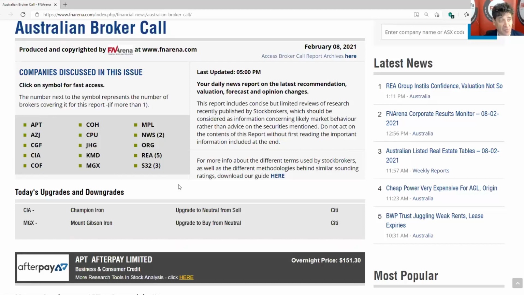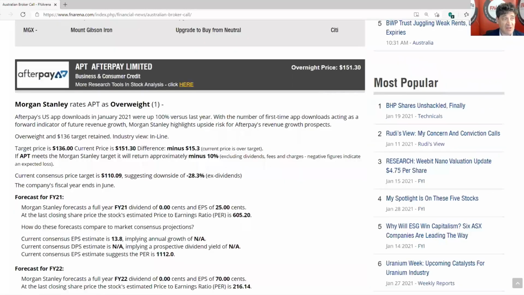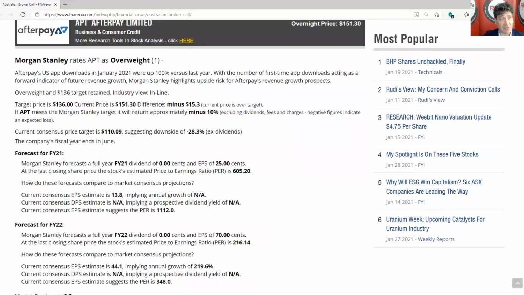It's very simple. At the top, we mention the companies that are mentioned in the report, and if you click on them, it will take you to those stocks in the report itself. And the numbers behind it means there are multiple reports in the broker call. Very quickly, a standard entry, it looks something like this.